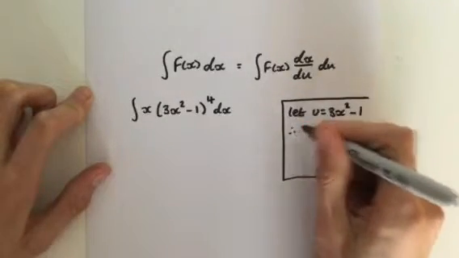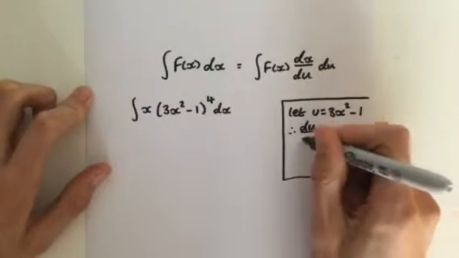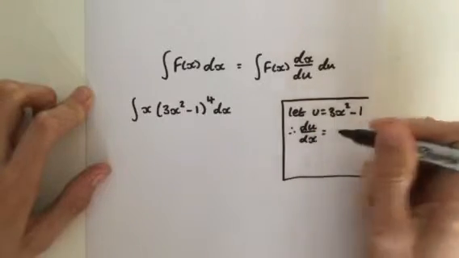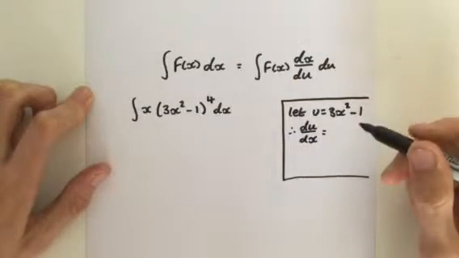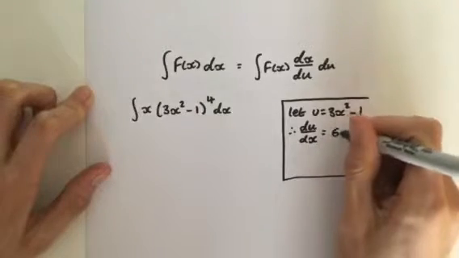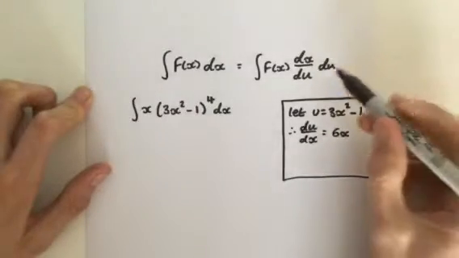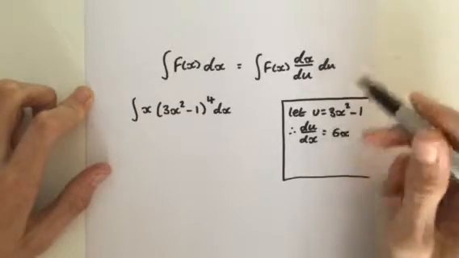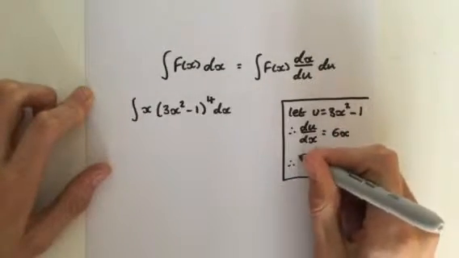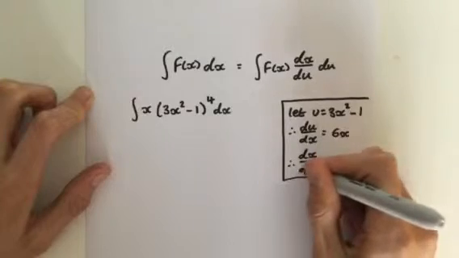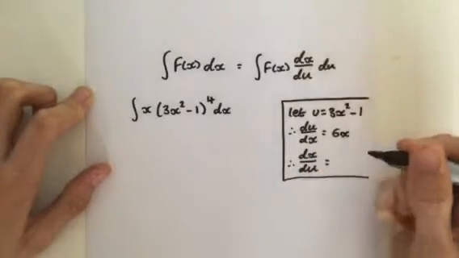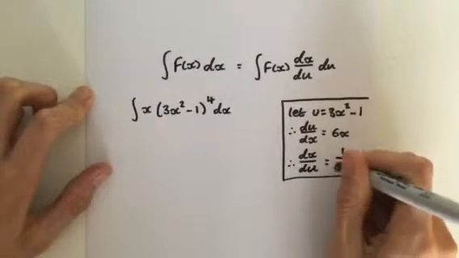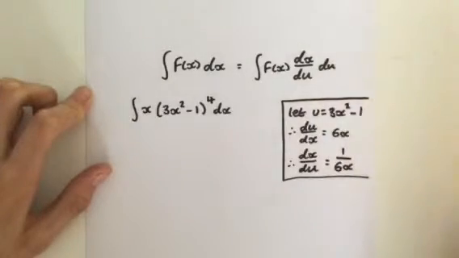So therefore, du by dx is going to be what? Well, we just differentiate with respect to x and we get 6x. But we want dx by du, so therefore we just do the inverse of du by dx. So therefore, dx by du is going to equal 1 over 6x. Okay?